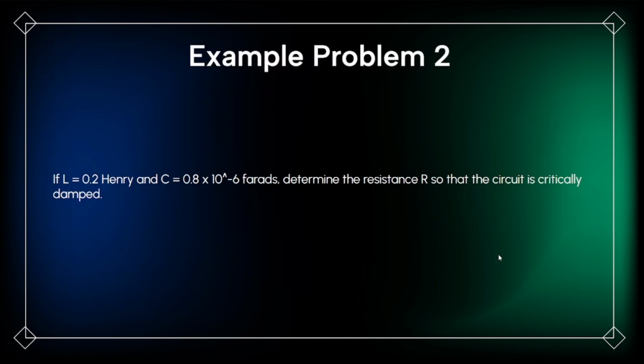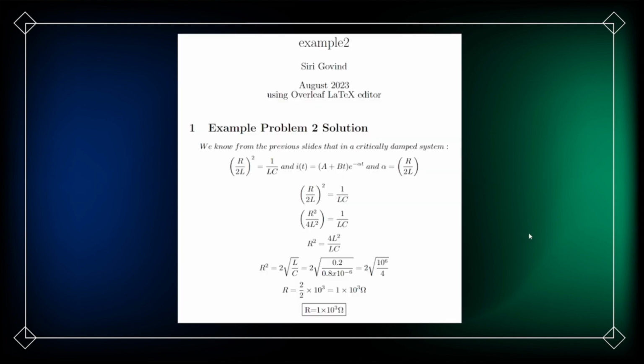And for example problem 2, we are given that the inductance is 0.2 henries and the capacitance is 0.8 times 10 to the negative 6th farads. Determine the resistance R so that the circuit is critically damped. In order to solve this problem, we know from the previous slides that in a critically damped system, (R over 2L) whole squared is equal to 1 over LC.